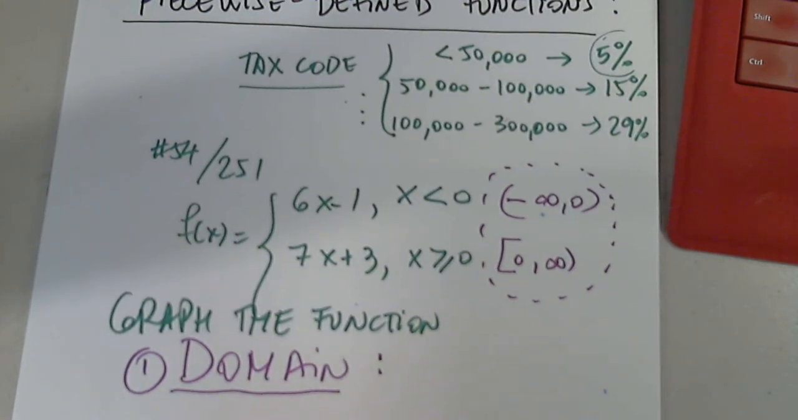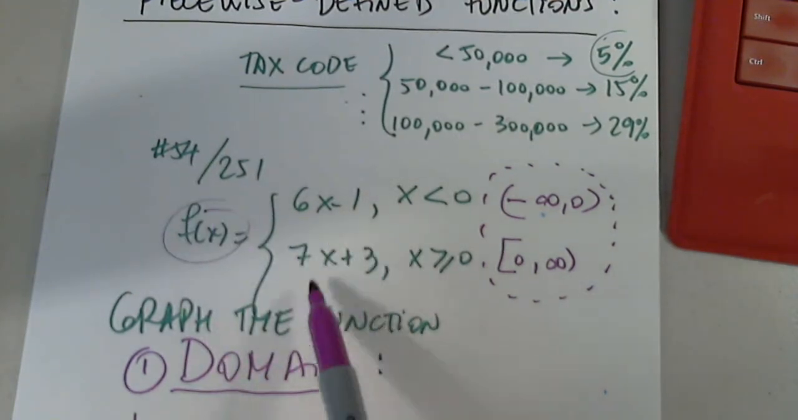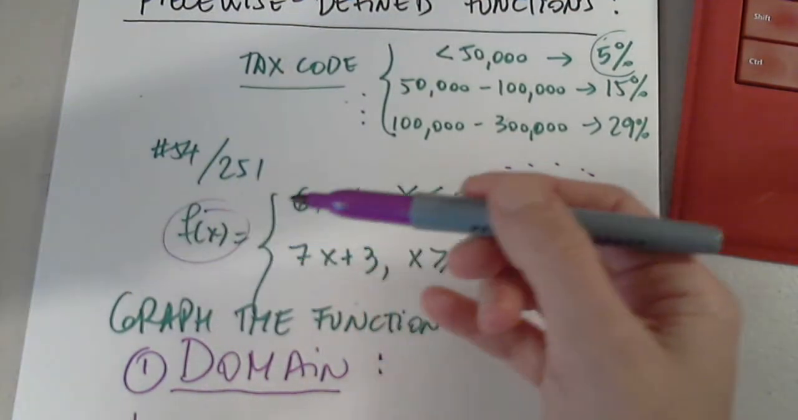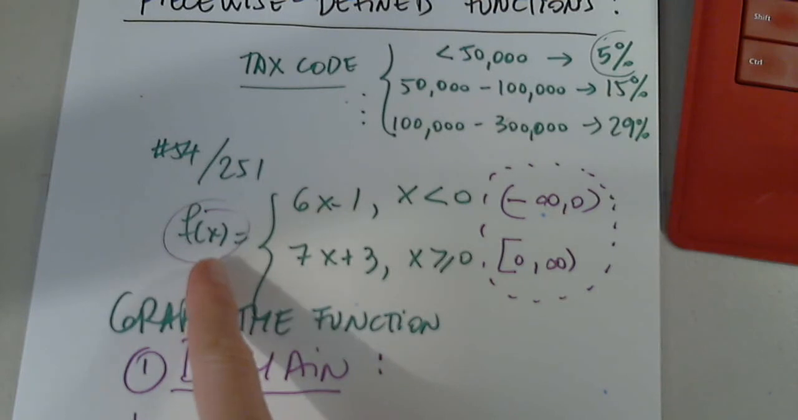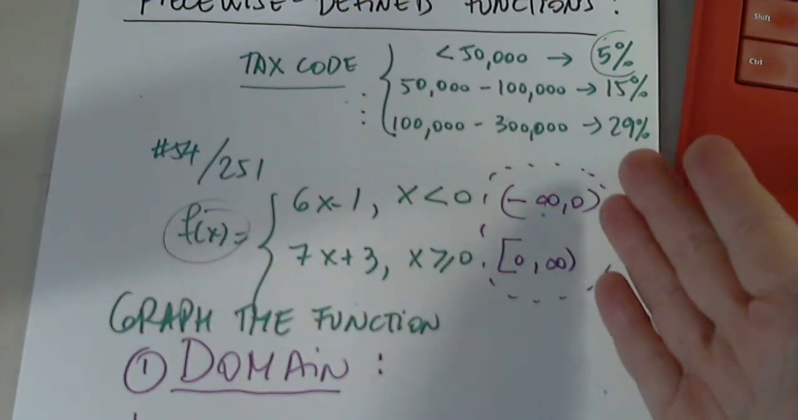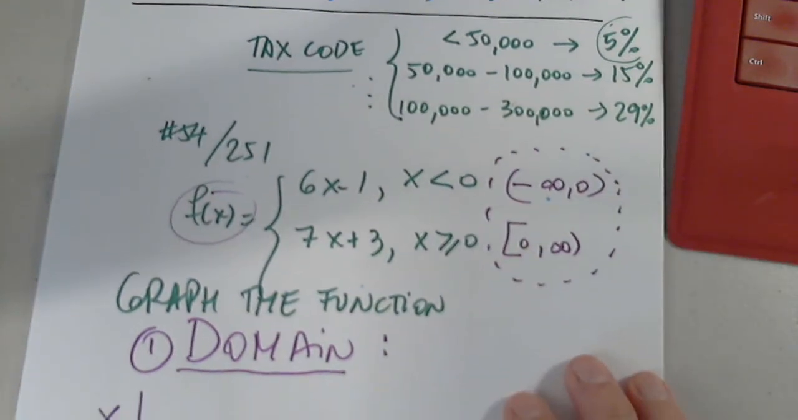Can anyone give us the domain of this function? We are talking about this function, not this individual piece. This function is made of two pieces. So the domain of this function is, we have everything to the left of 0, we have 0, and we have everything to the right of 0. So what do we conclude then about the domain of this function? It's negative infinity to positive infinity. Great job.